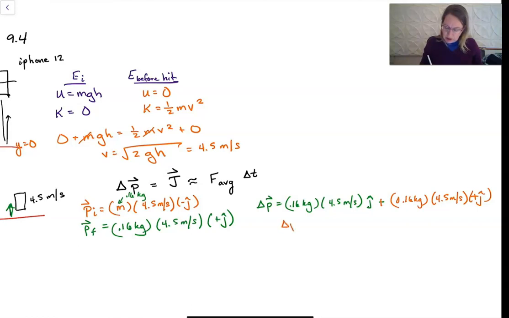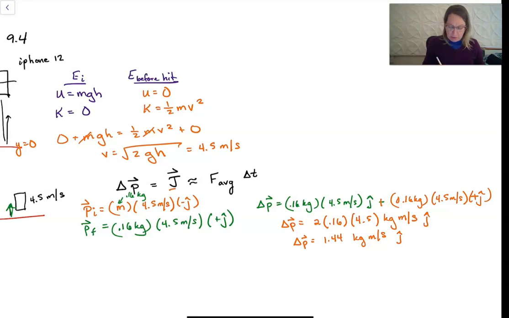So my change in momentum is equal to 2 of these kilograms. I'm going to put all the units at the end here. This times this, and this is kilograms meters per second. Okay, so that's my change in momentum there. After I put this in my calculator, I get it to be 1.4 kilogram meters per second in the j hat direction. So that's my impulse, that's my change in momentum, and that's going to equal the average force over the time of the collision.